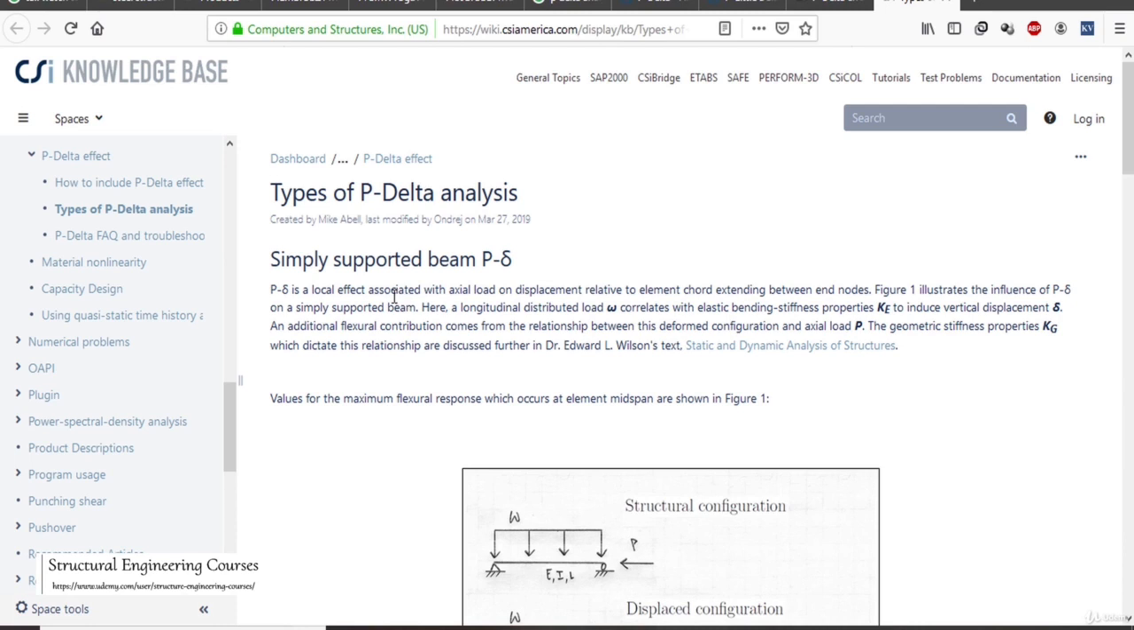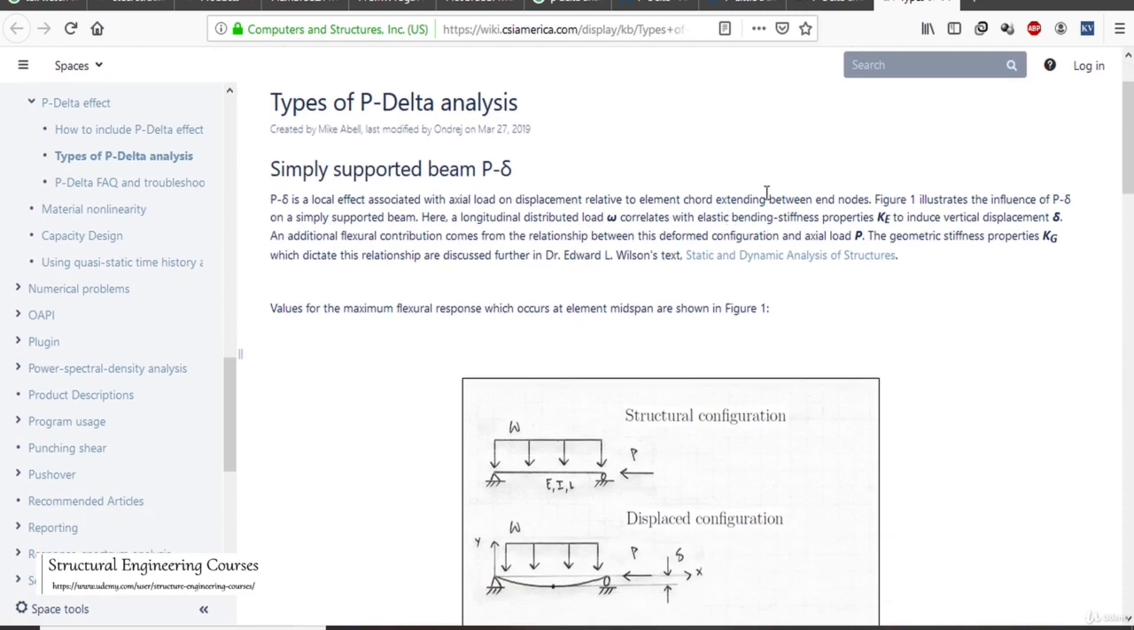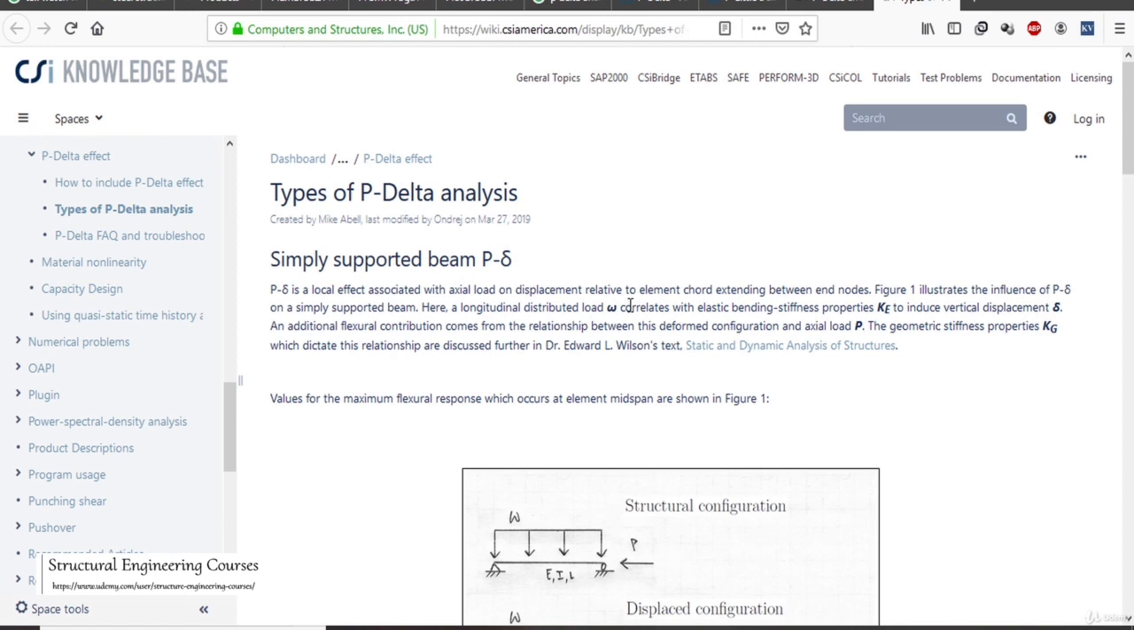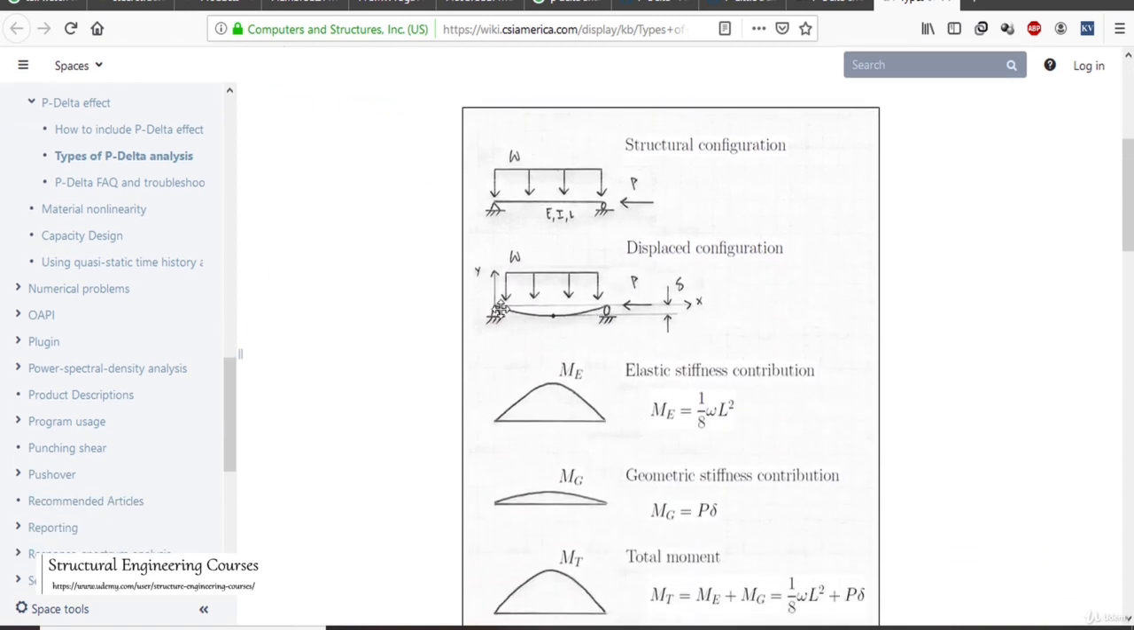First we shall learn about the simply supported beam P delta. It is a local effect associated with axial load on displacement relative to the element chord extending between end nodes. Let us see this picture. It is a simply supported beam. On that beam we are applying an axial load of value P, and a UDL W is already acting on it. After application of P, the beam deforms. This is P and this is delta.